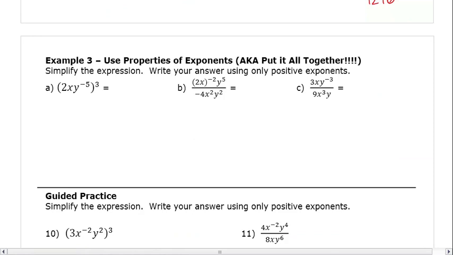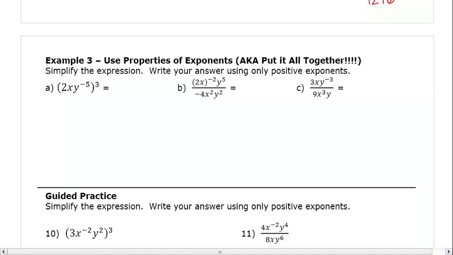Example 3, putting it all together. Okay, notice they're getting a little bit crazier. But just go through your properties and you should be good. So letter A, I see a power of a product. So I'm going to do that first.